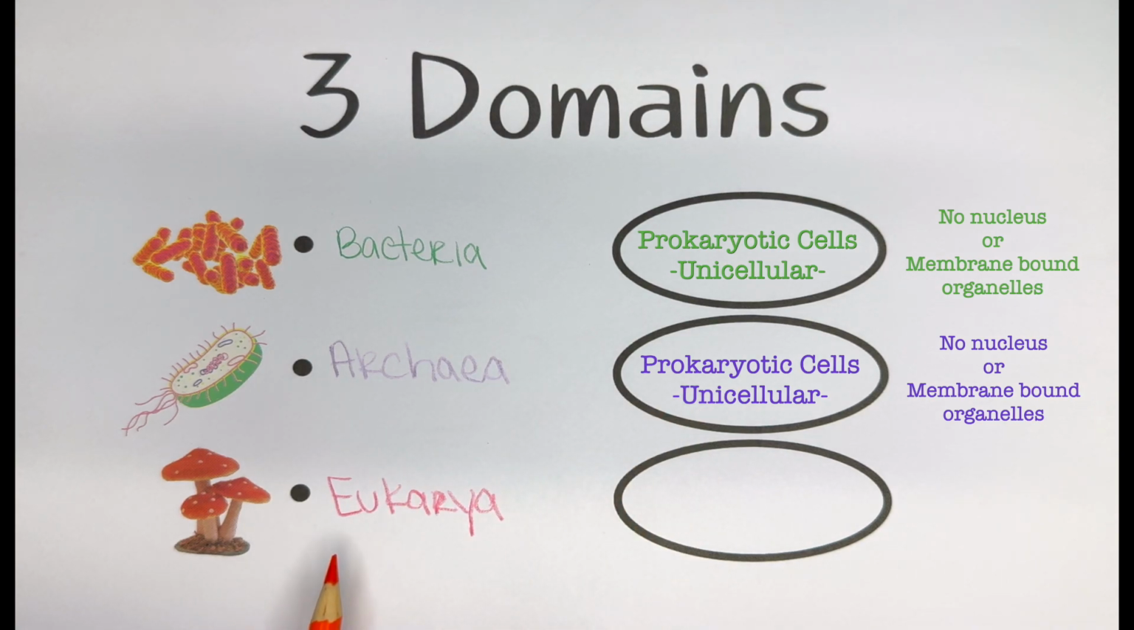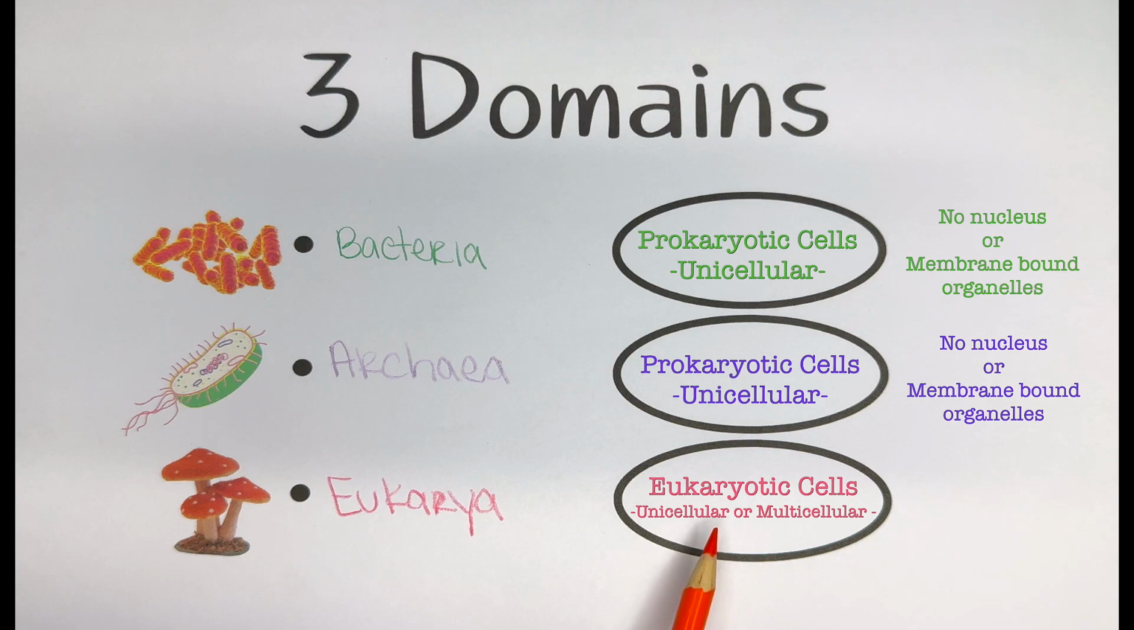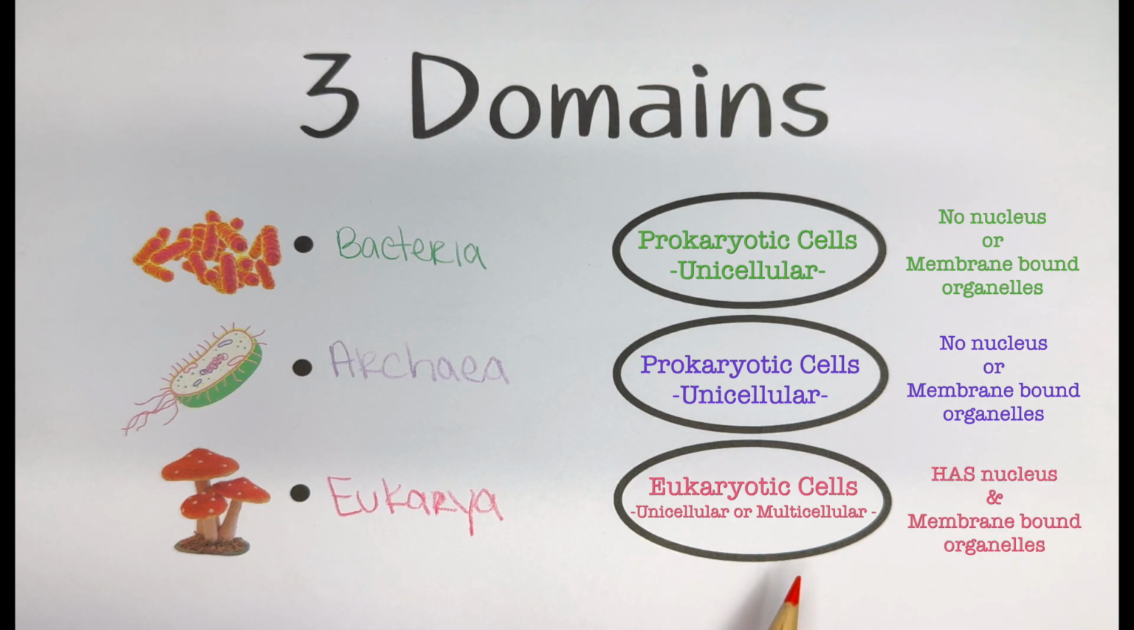Last, we have the domain eukarya. So when it comes to the domain eukarya, it consists of eukaryotic cells that can be either unicellular or multicellular. So eukaryotic cells have a nucleus. They have membrane-bound organelles.